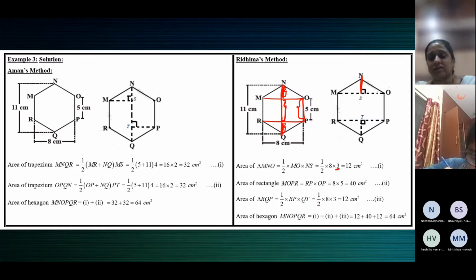Same thing for the other triangle. Half into base RP into height QT. Base is 8, and this height is 3.